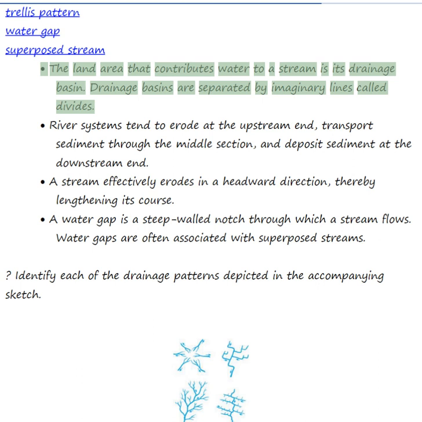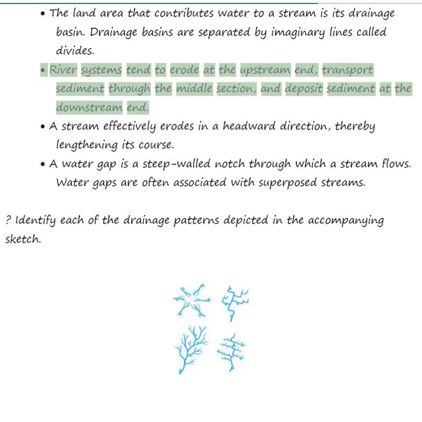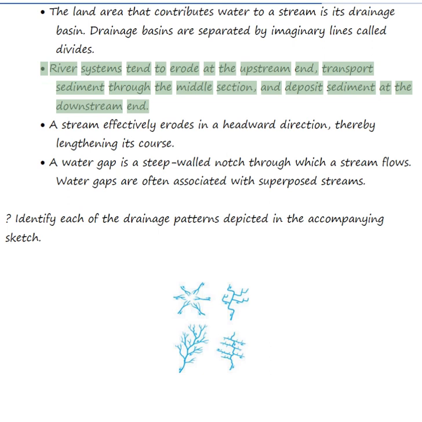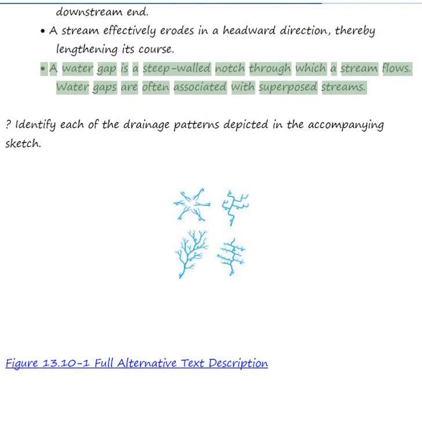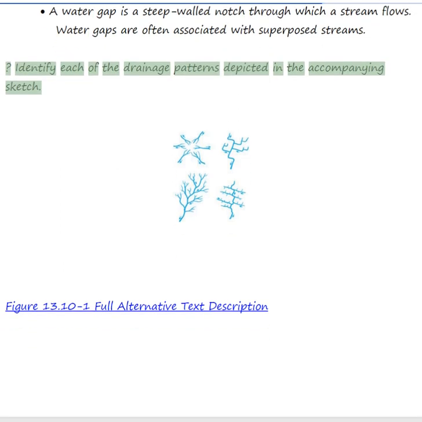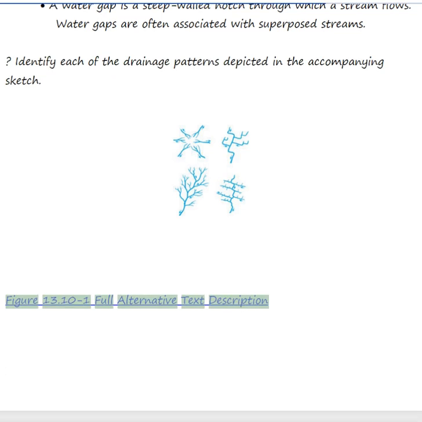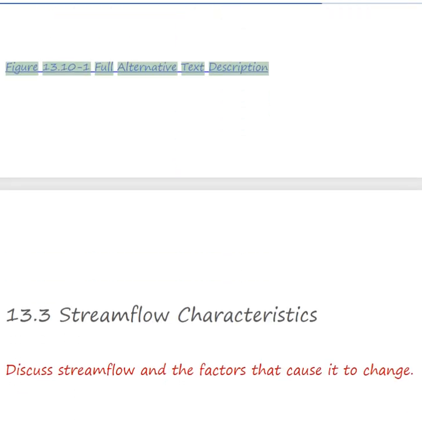The land area that contributes water to a stream is its drainage basin. Drainage basins are separated by imaginary lines called divides. River systems tend to erode at the upstream end, transport sediment through the middle section, and deposit sediment at the downstream end. A stream effectively erodes in a headward direction, thereby lengthening its course. A water gap is a steep-walled notch through which a stream flows. Water gaps are often associated with superposed streams. Identify each of the drainage patterns depicted in the accompanying sketch. Figure 13.10, full alternative text description.